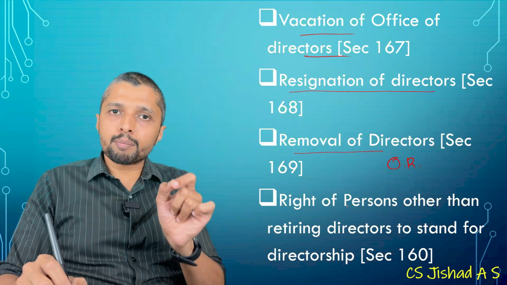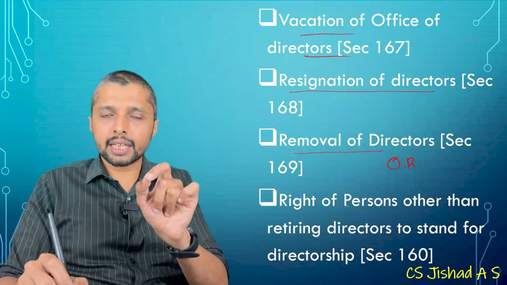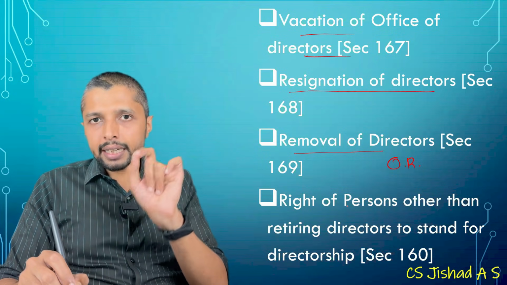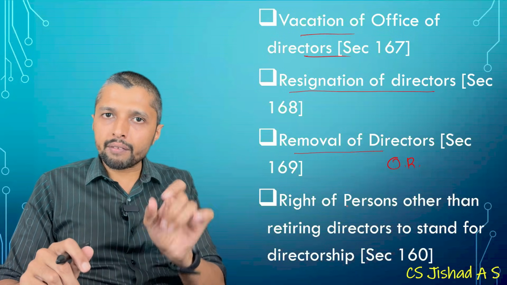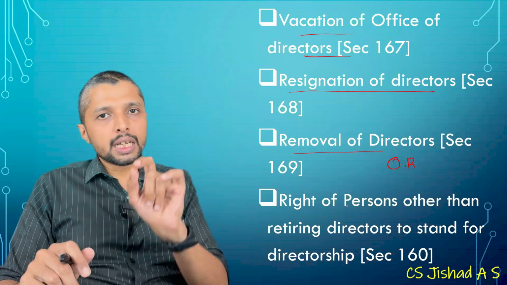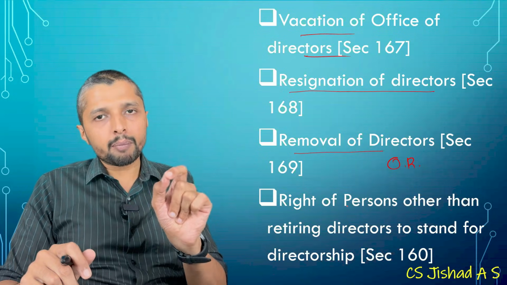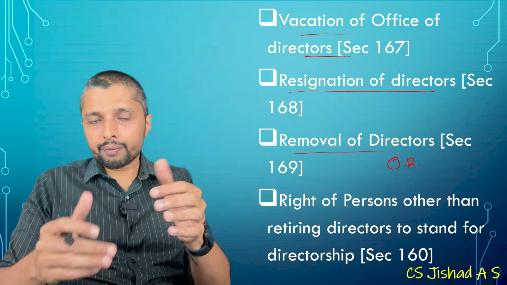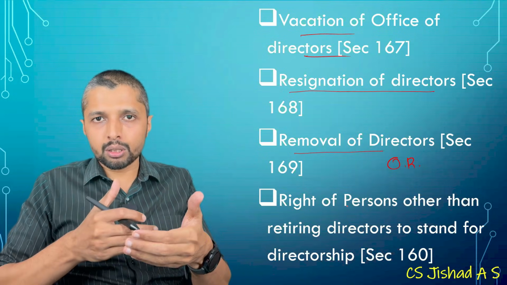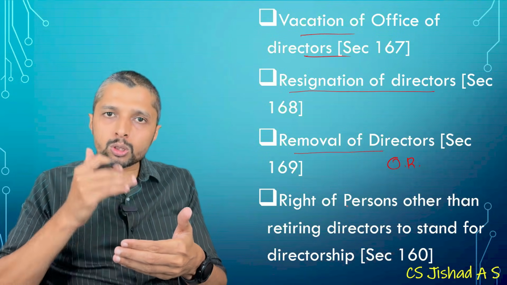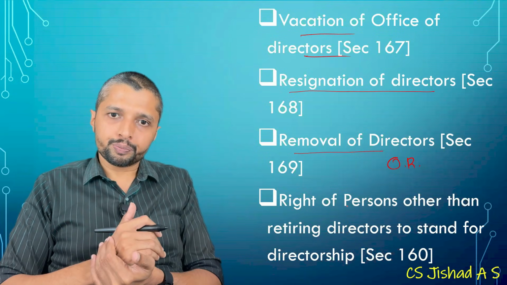But if the director is appointed by special resolution, just like the independent director's second term, an independent director will be having one term of consecutive 5 years. In the second term they will be appointed by special resolution. So if the director is appointed by special resolution, the removal will also require special resolution.